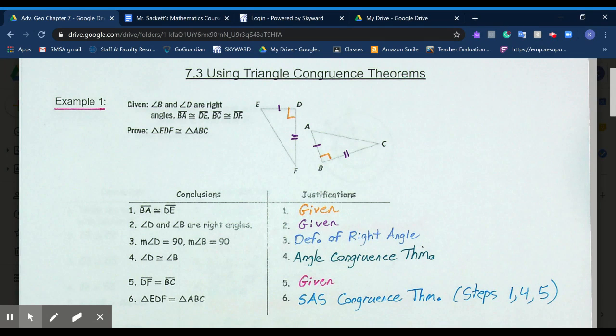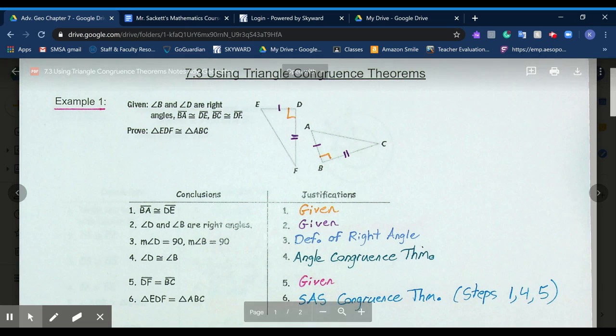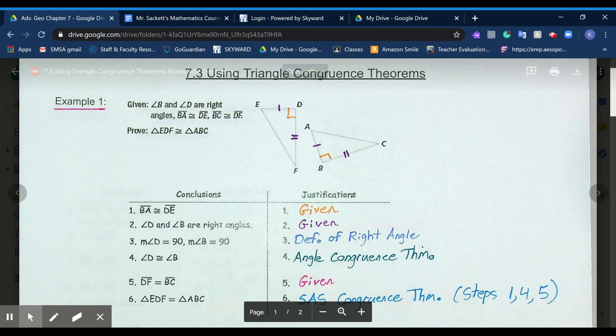And then when you're looking at your original given and prove statements, this final prove statement is always the final statement of the proof. You'll see in this one, it should say EDF is congruent to ABC, not equal to ABC. So that's missing just the little squiggly congruent sign above the equal there for conclusion 6.